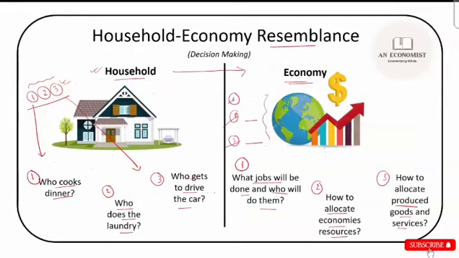So from this discussion, you see that household and economy share a particular resemblance in terms of decision making on some particular aspects, right?